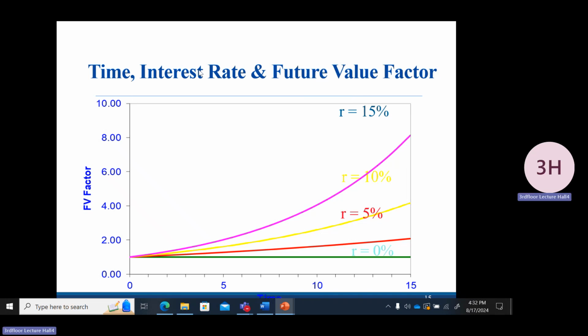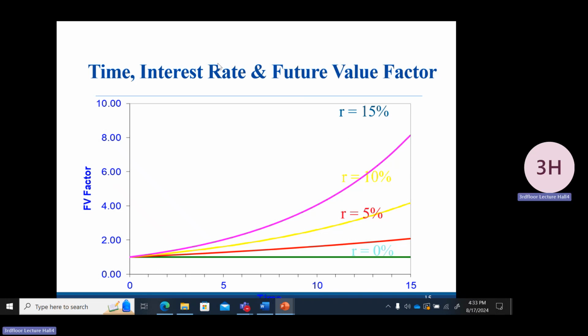Right. So now you can see this diagram shows the relationship between time, interest rate, and future value interest factor. So, different interest rates. If the interest rate is 0%, if you deposit 1 rupee here, this is 1, 2, 3, 4. Likewise, if you deposit 1 with no interest, you can see there is no growth. Over time, it remains the same. If you deposit at 5%, this 5% is the red line, 10% is the yellow one, 15% is this purple one. So you can see the growth.